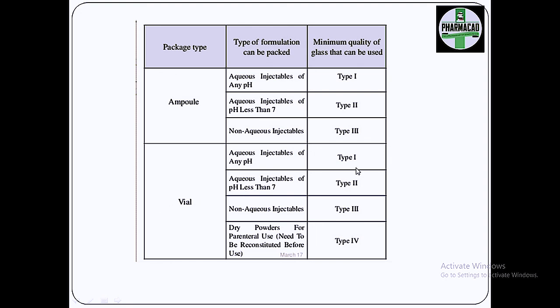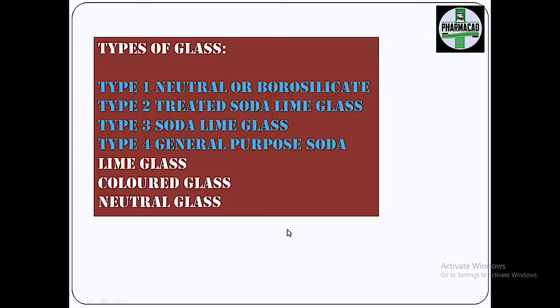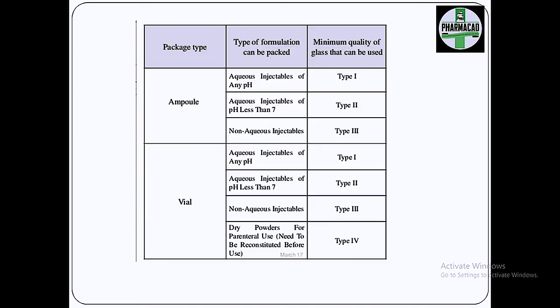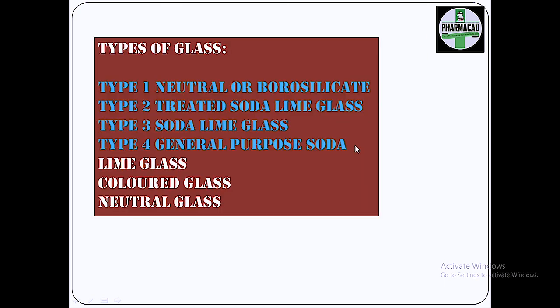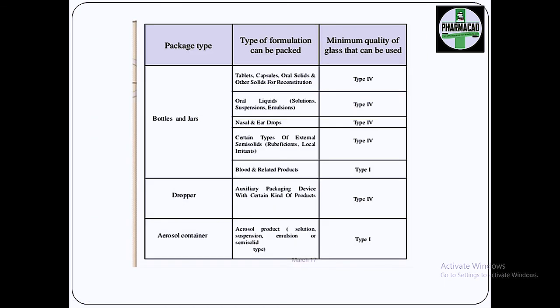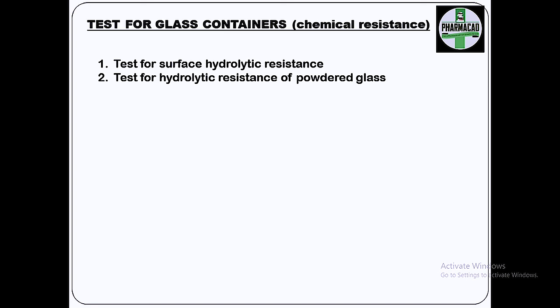Vials can be used with any, and basically for dry powders for parenteral use, we use type 4. That is your general purpose soda glass. Then we have bottles and jars. You can see that generally we use type 4. For the nasal and ear drops as well, we use type 4, which, I told you, is the general purpose soda. Then we have a dropper, which is also generally type 4. Aerosol container recommended is type 1, at any pH.